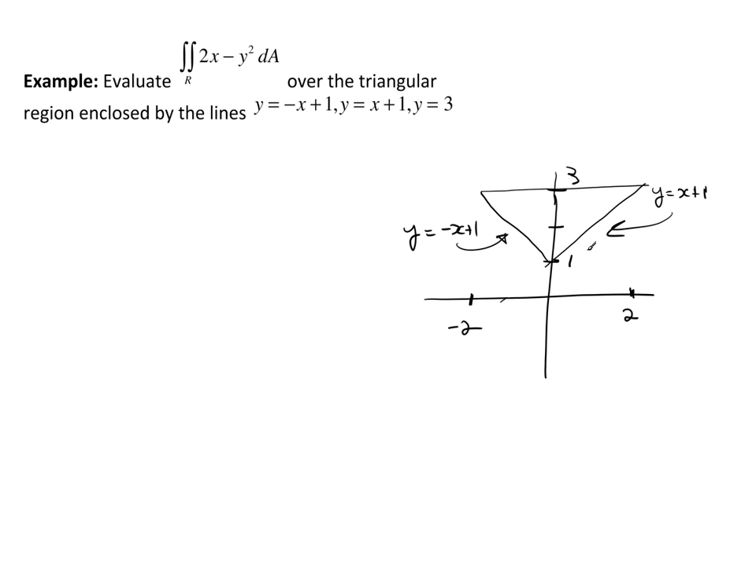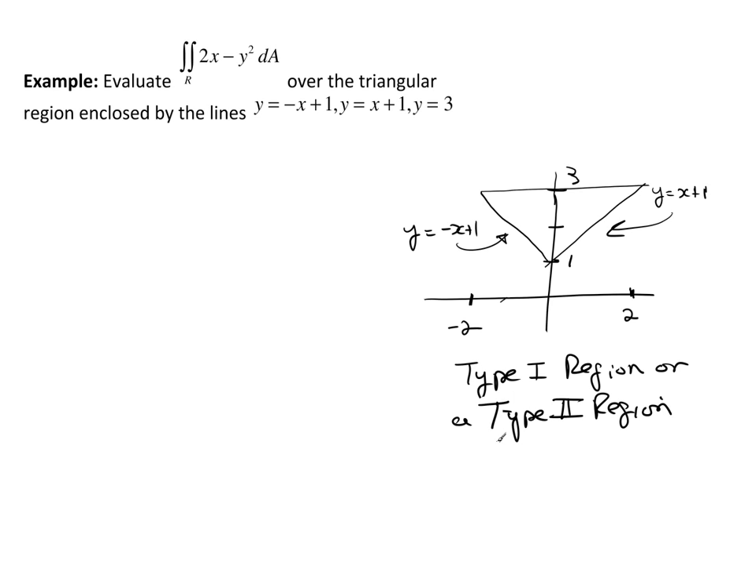Now, when I'm looking at this, I can see right away that I could do this as either a type 1 region or a type 2 region. So what I'm going to do first here is I'm going to do this as a type 2 region.